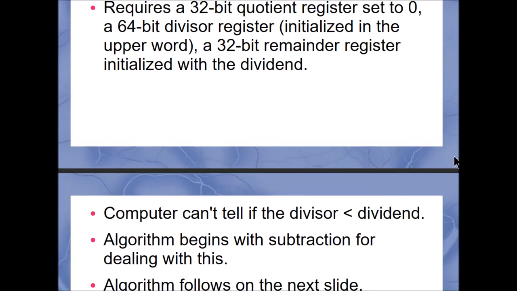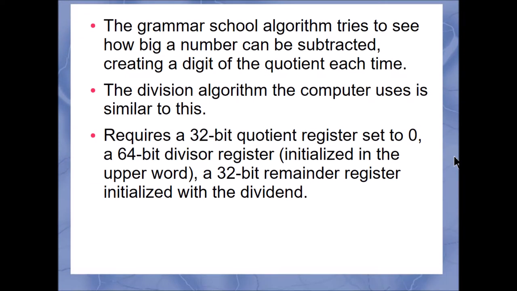The grammar school algorithm that you learned tries to see how big of a number can be subtracted, creating a digit of the quotient each time. The division algorithm the computer uses is similar to this. It requires that we set up a quotient register set to 0, a divisor register, which will be initialized in the upper word with the divisor, and a remainder register initialized with the dividend.